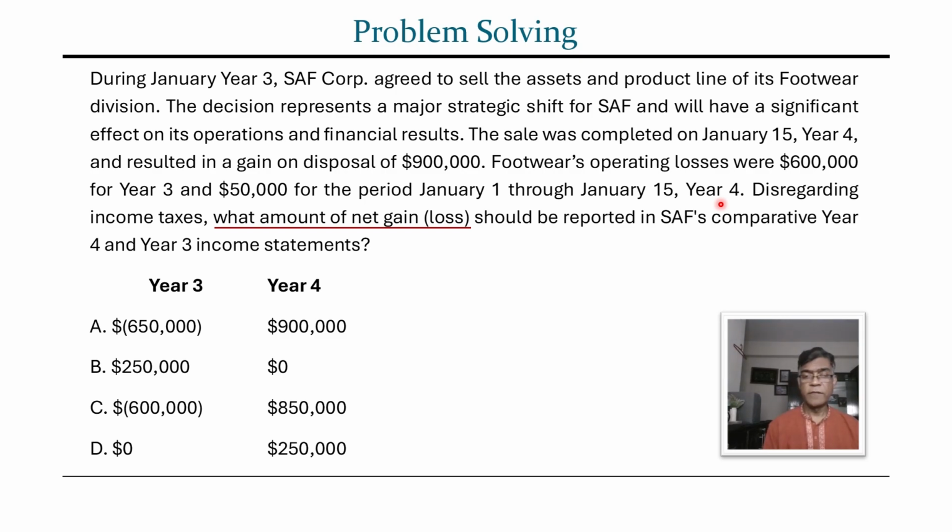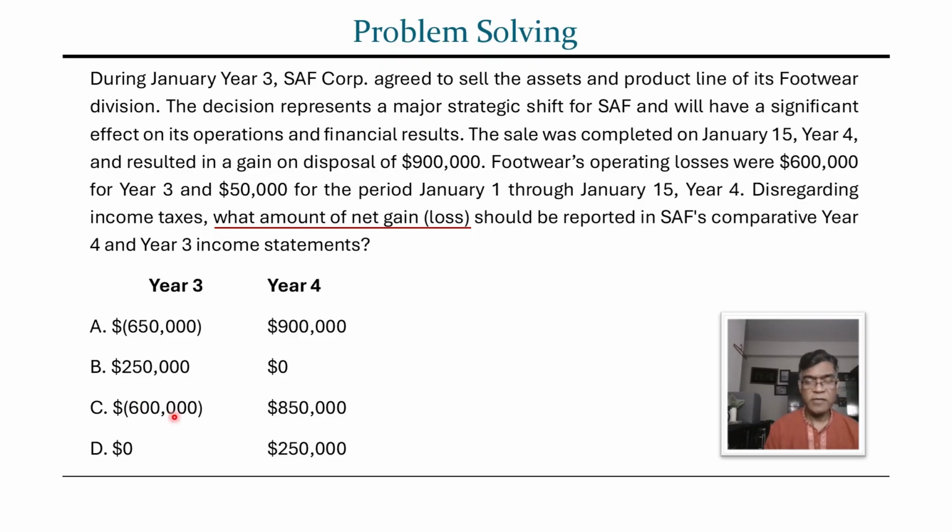But here is no income tax calculation. Remember, according to GAAP, discontinued operation, either loss or income, whatever the amount, should be reported net of tax. But here you need to ignore the tax and no tax rate is given, so you don't need to consider anything. It is much easier. So year 3, you see 600,000 operating losses and there is no other information. So in year 3, you can find 600,000 losses. The bracket indicates it is a loss. So C will be the answer.